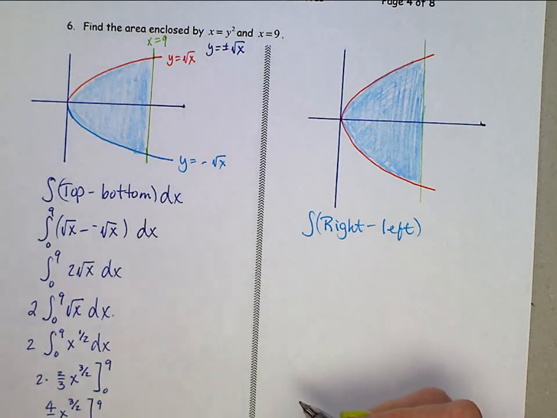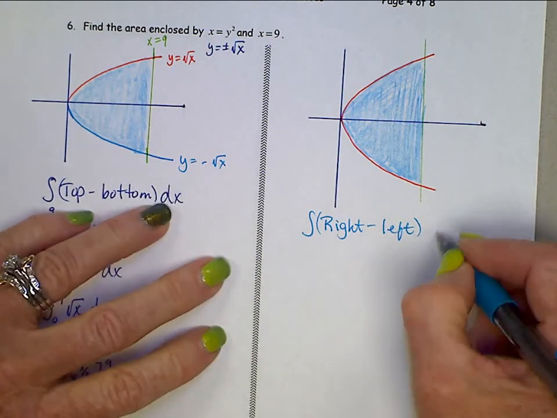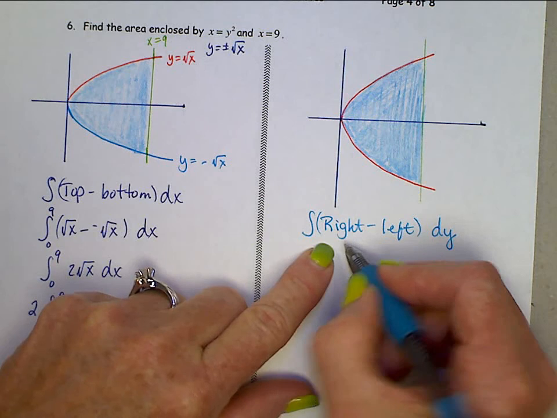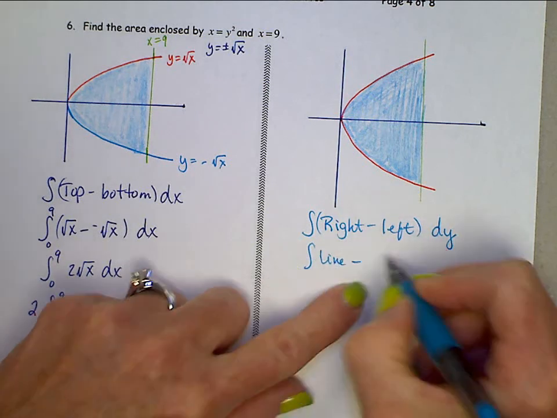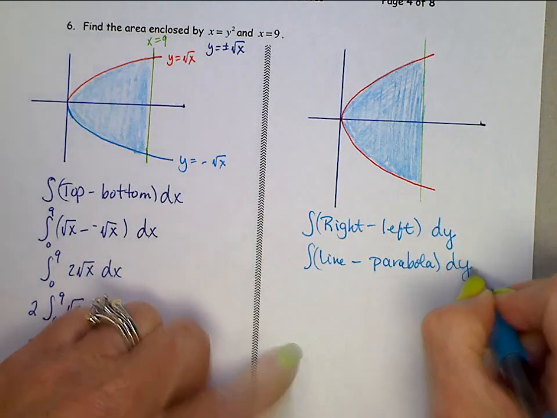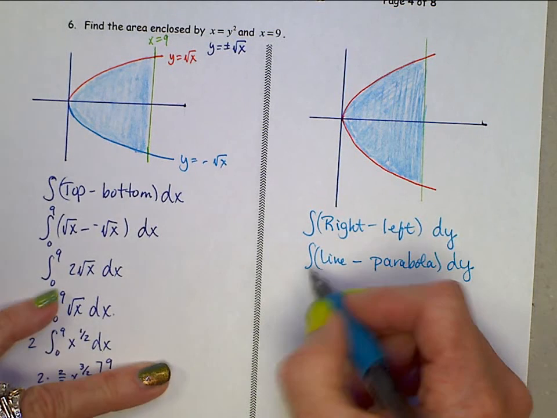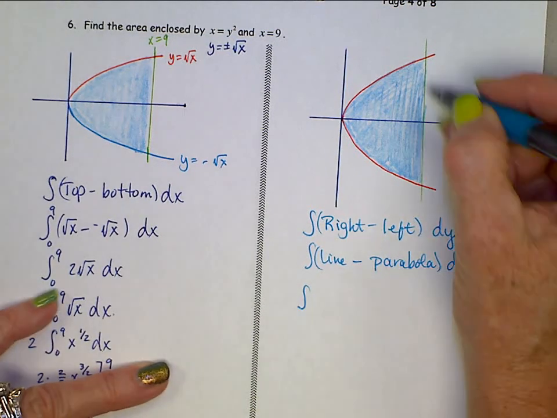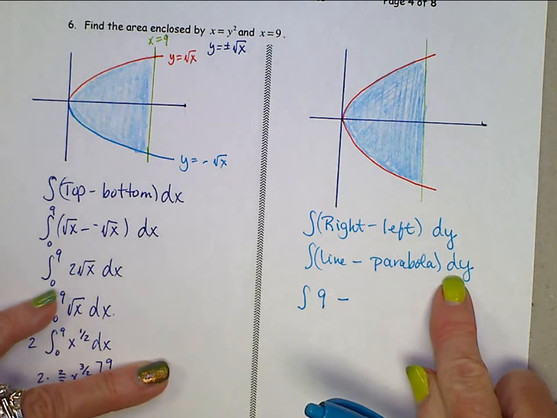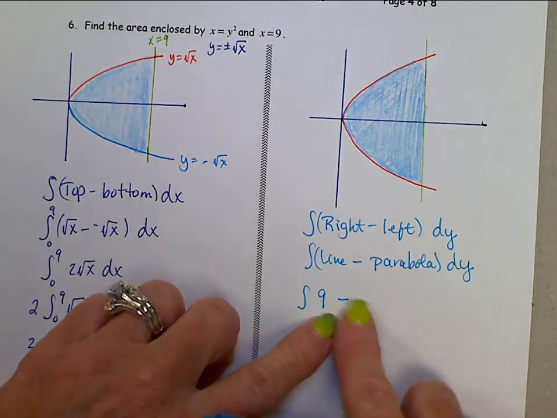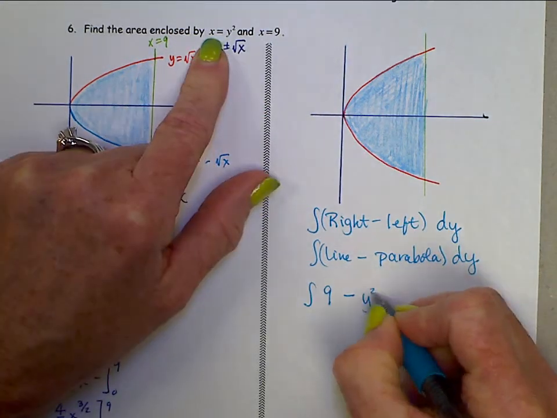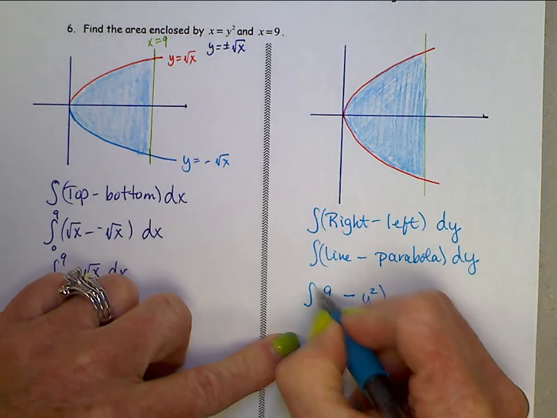Now if we're doing right minus left, it's not dx's anymore, that's dy's. And the right function is the line minus the parabola, dy's. The line is 9 minus the parabola. Now, because we have dy's in here, we want to put y's in this equation, which means I have to have solved for x. So we have 9 minus y squared dy.